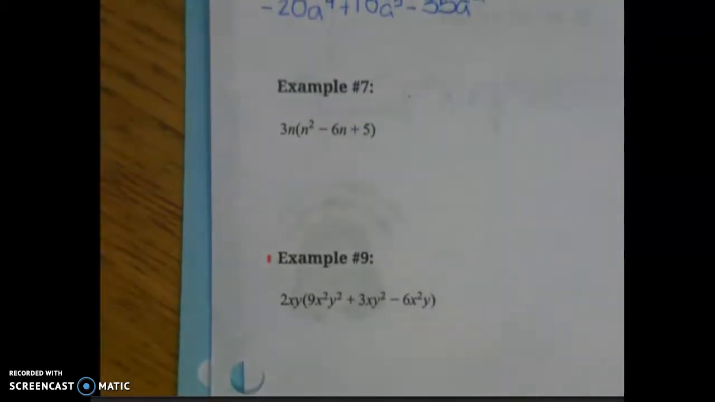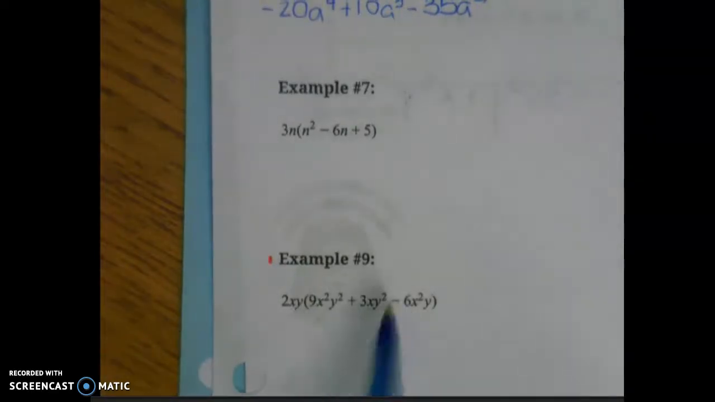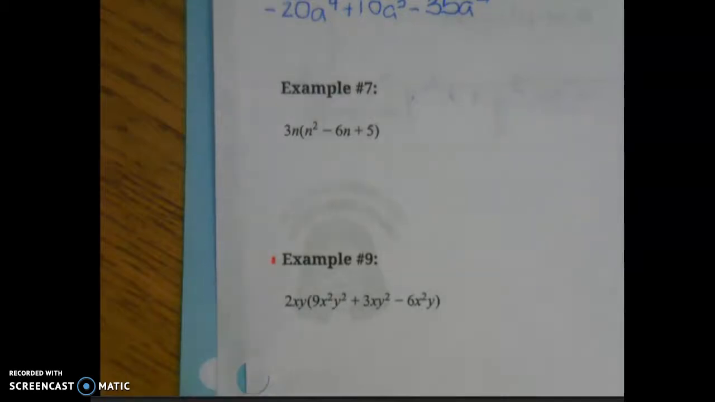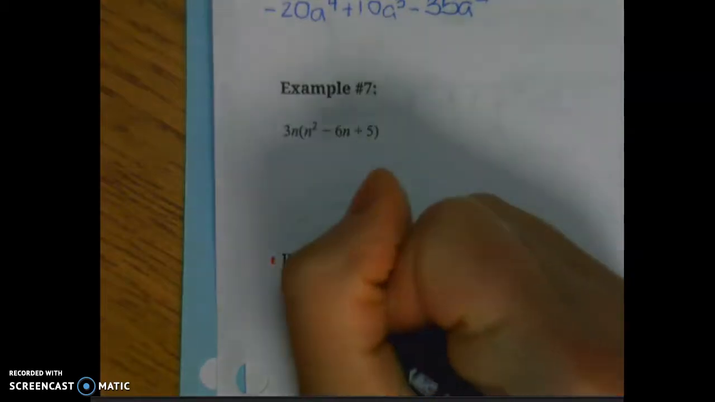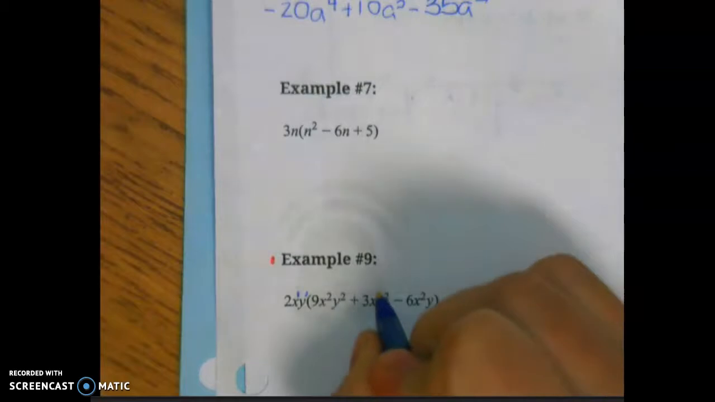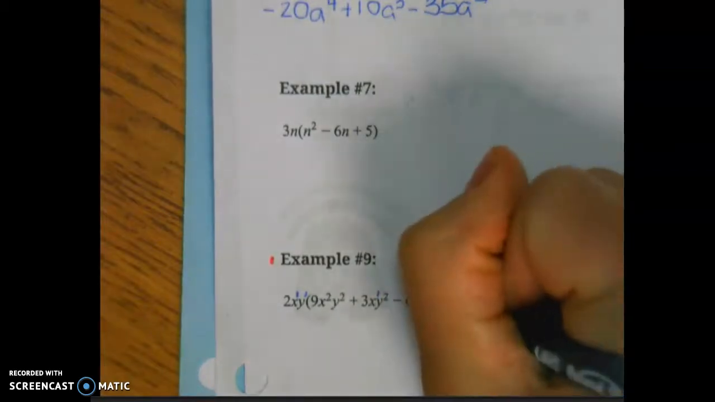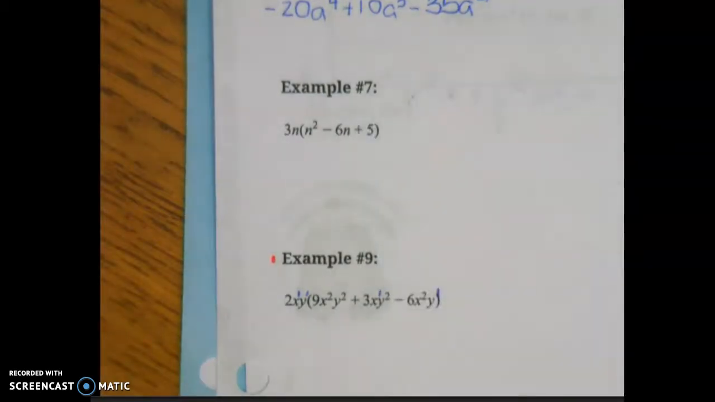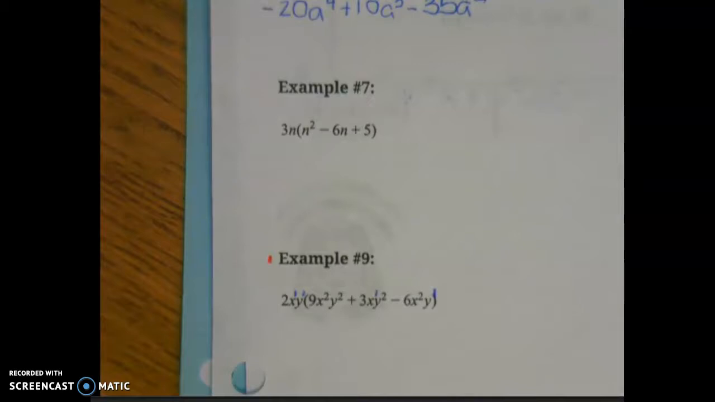Okay, let's look at an example that has 2 variables. So the monomial in front is 2xy, and then I'm multiplying by this trinomial in the middle. So I'm actually going to go through my variables, and anywhere I see a variable without an exponent, I'm going to put an invisible 1. I'm going to put a 1 here, a 1 here, a 1 on this x, and a 1 on this y. That way I don't forget to add the exponents when I do my multiplication.